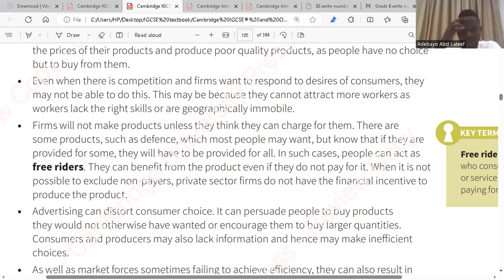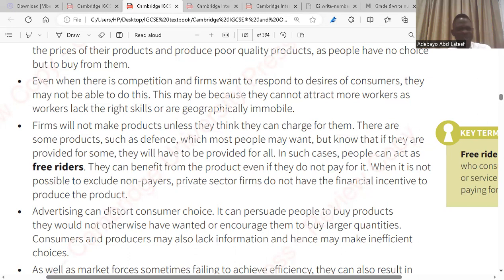Do you understand? So, for example, defense. When we talk about defense, the private sector will not provide defense. The private sector would not invest in good roads. The private sector will not invest in street lights. Because if they do invest, who is going to pay? Not everybody will pay. Because nobody would pay, they won't invest in it. So that means the private sector will fail to provide us with public goods.